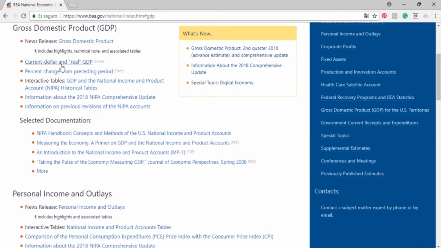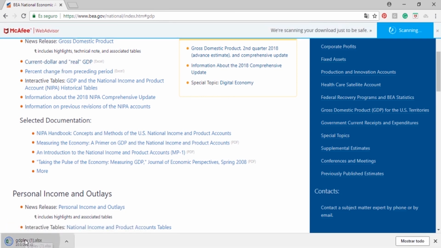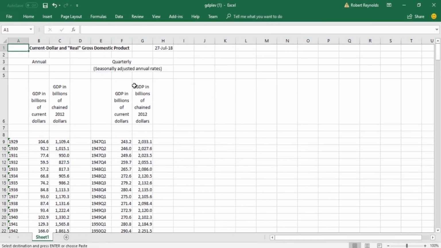What we're looking for is current dollar and real GDP. Click on that. Excel spreadsheet pops up down here. Click on that. And the spreadsheet will open like this. And so we're looking for real GDP, and it's this number right here.